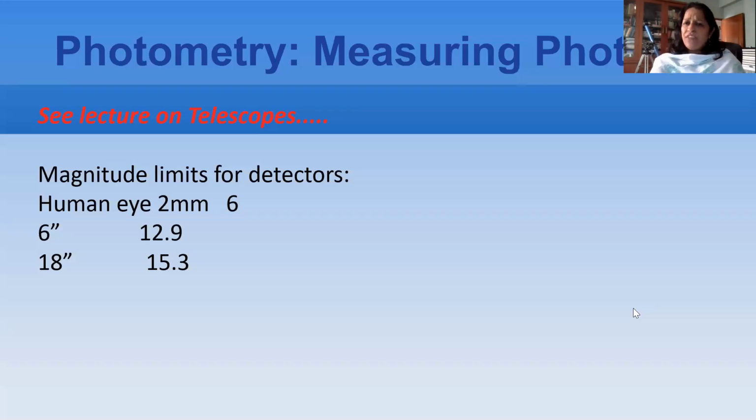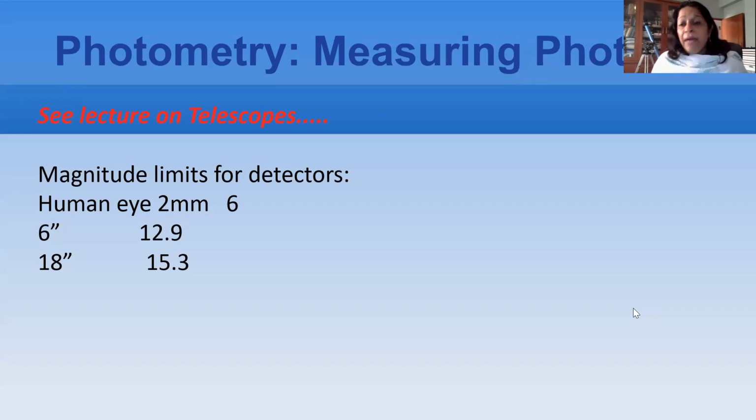Now, what is photometry? Photometry is nothing but measuring photons. We know that these objects are basically giving us photons, and we want to measure these photons. Now, I'm not going to go into details about telescopes, and therefore I request you to go through the lecture on telescopes, which is there on my website and on my YouTube page. You can have a look at it. The link has also been provided, and you can go through that.